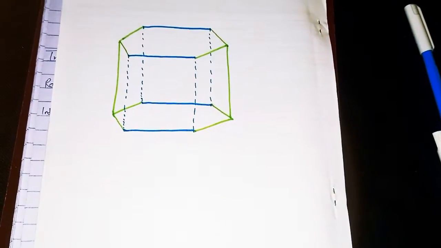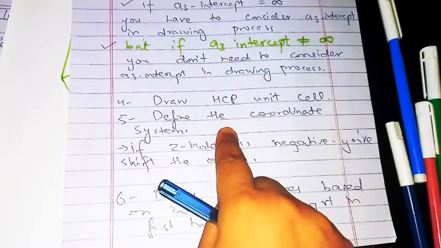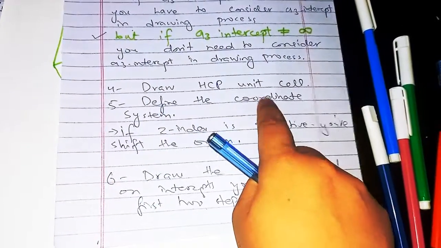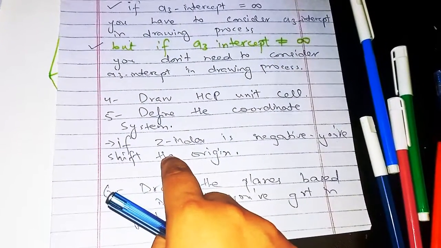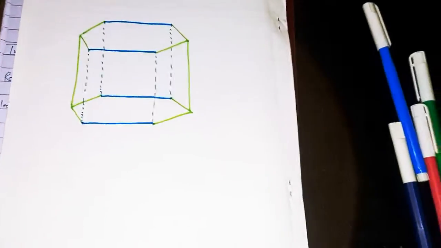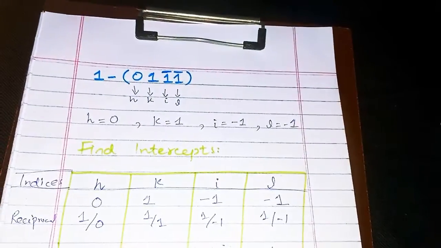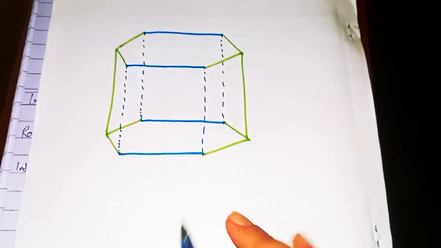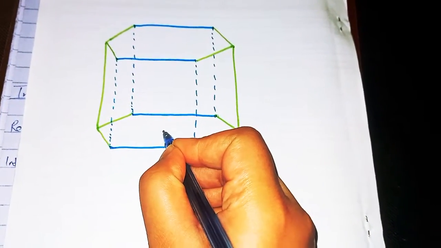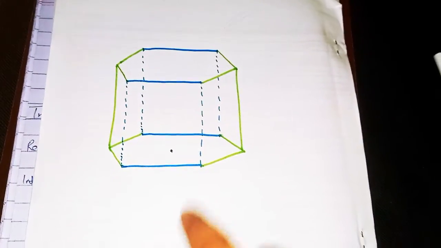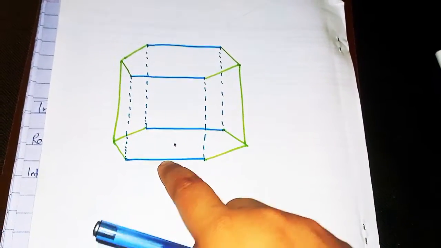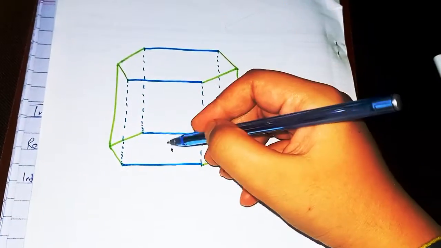Now the next step is to define the coordinate system, and we need to define it depending upon the polarity of the Z index. We can see here the indices that we have. The Z index is negative, so we need to shift the origin. This is the conventional origin. Whenever the Z index is negative, you have to shift the origin from the conventional point to another point.